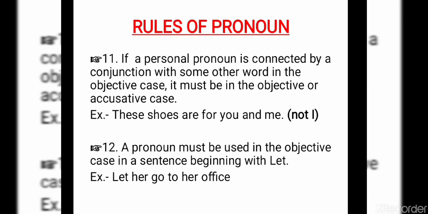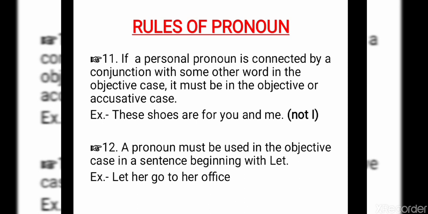The 11th rule of pronoun is, if a personal pronoun is connected by a conjunction with some other words in the objective case, it must be in the objective or accusative case. For example, "These shoes are for you and me." It is not "These shoes are for you and I." Instead of I, we want to use me.